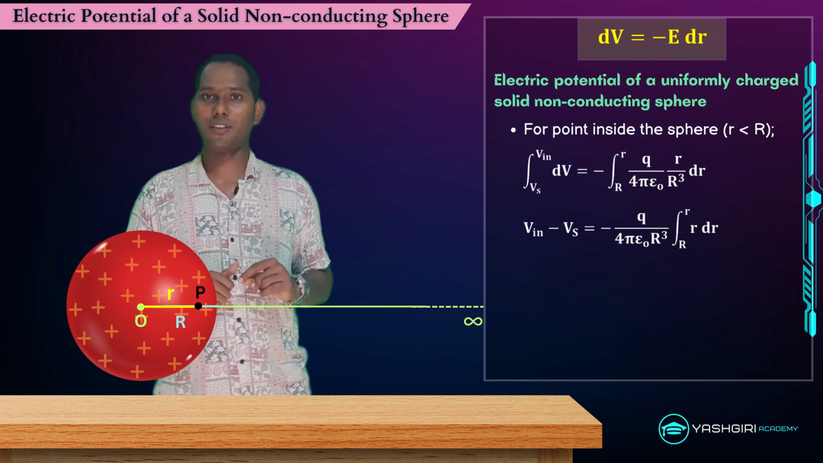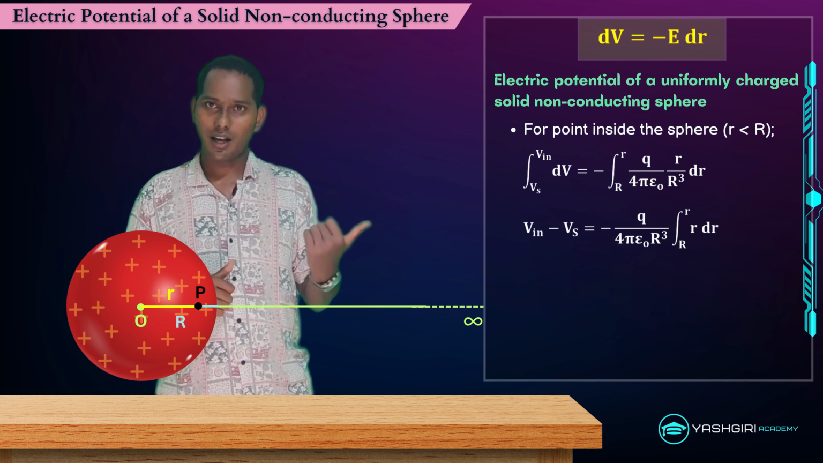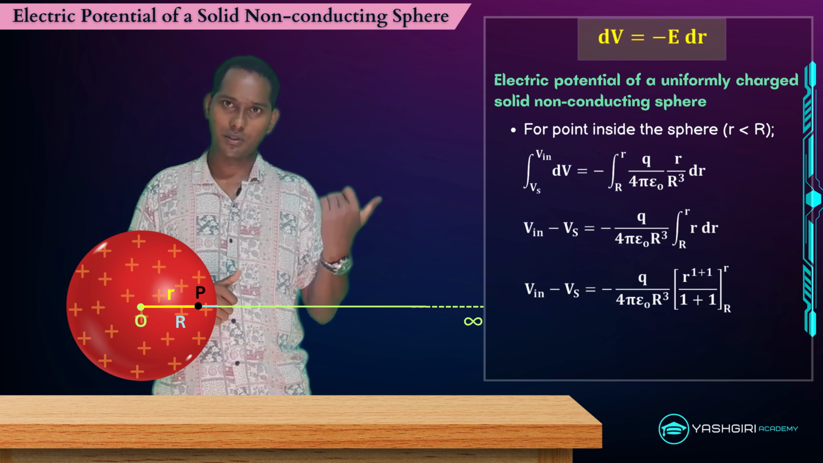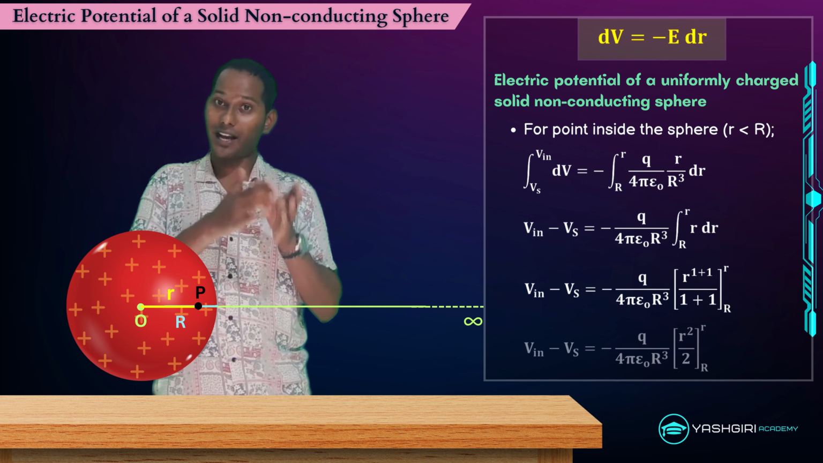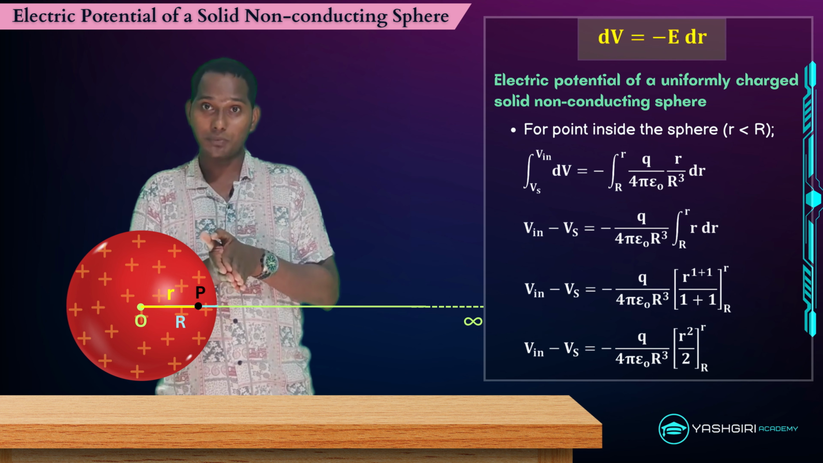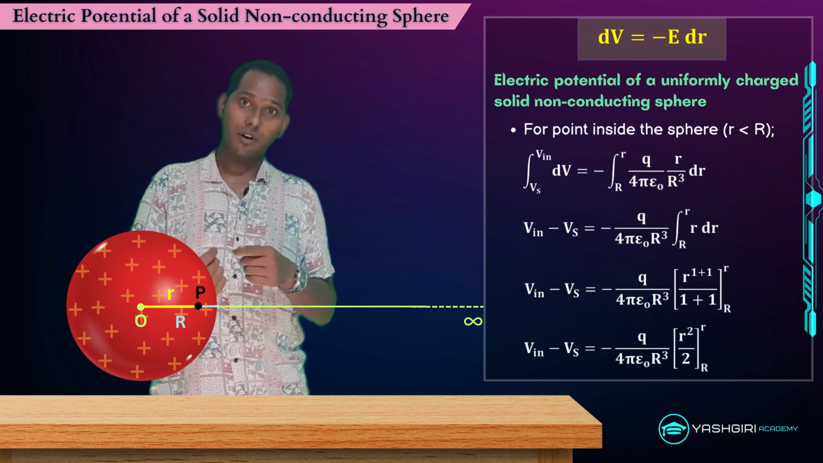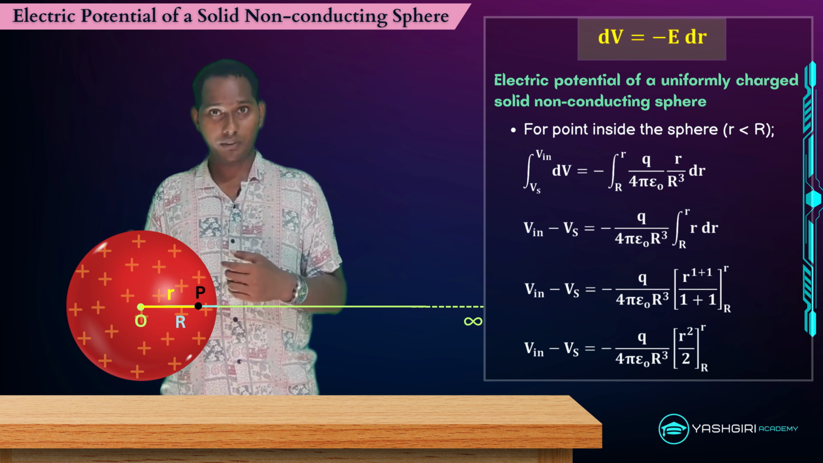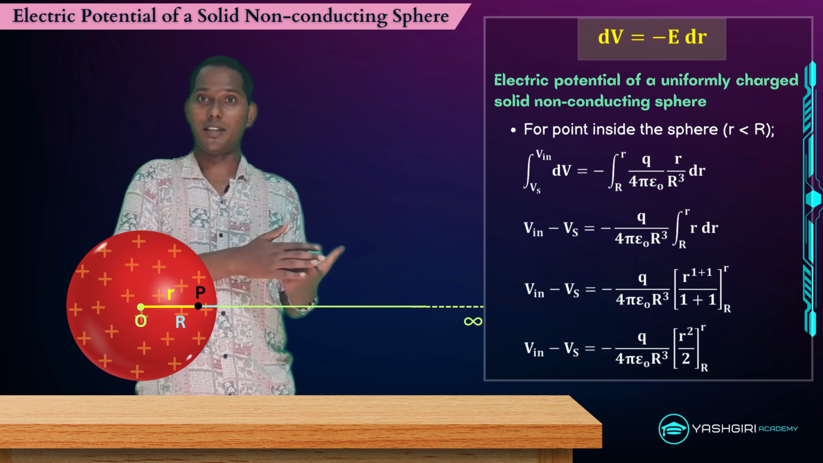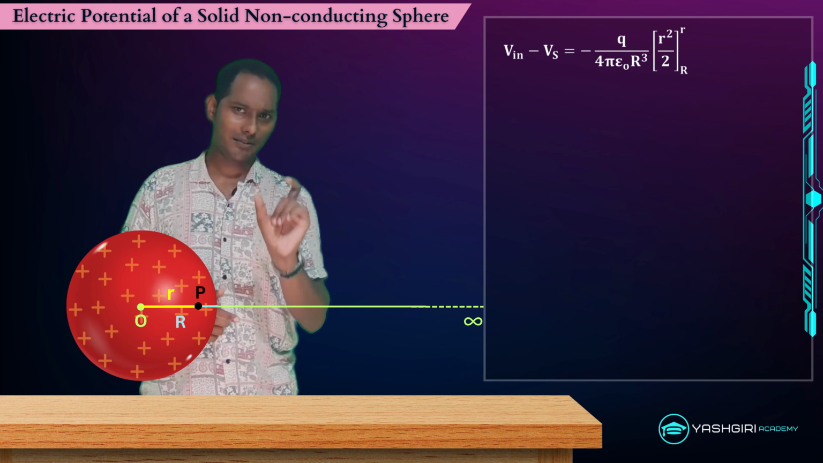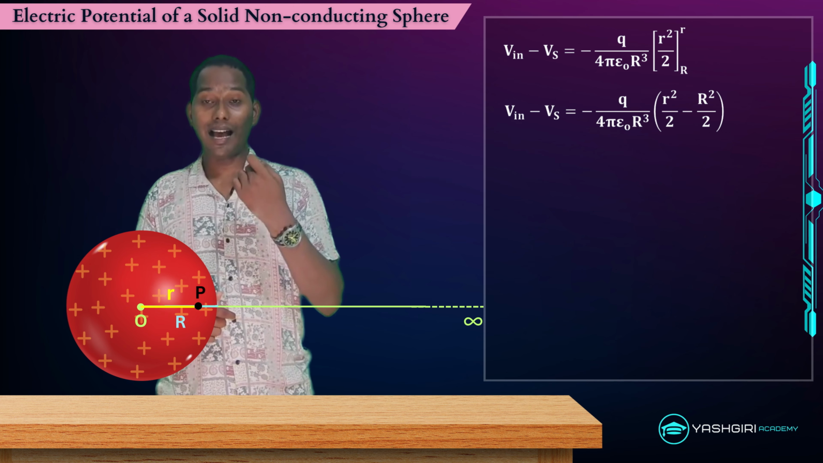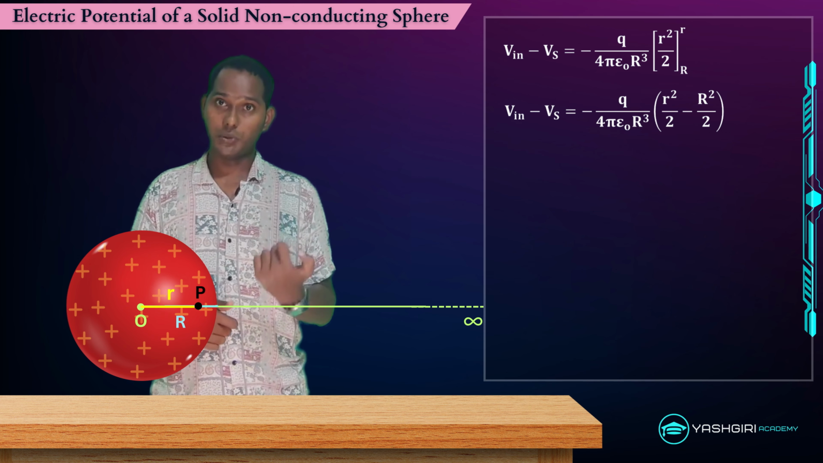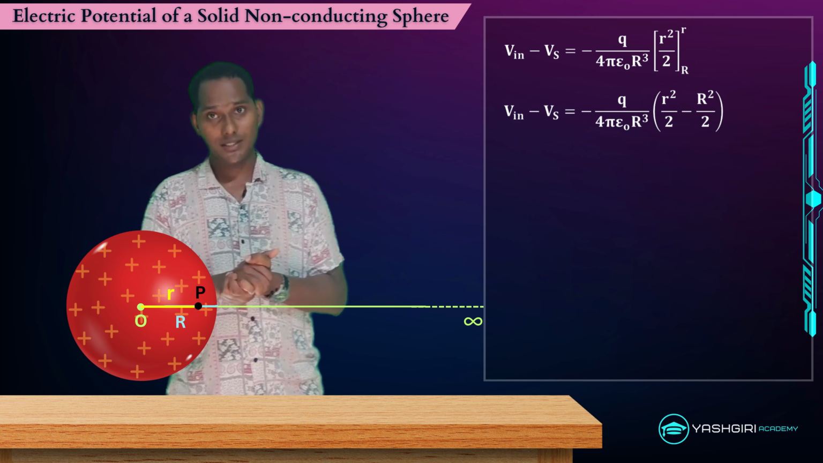So what is the integration of r? Integration of r is r to the power 1 plus 1 over 1 plus 1, so it is r square upon 2. And again, the limits will be from capital R to small r. When I substitute the limits there, students, inside the bracket it will be r square upon 2 minus capital R square upon 2. So now, students, you can just open it up.